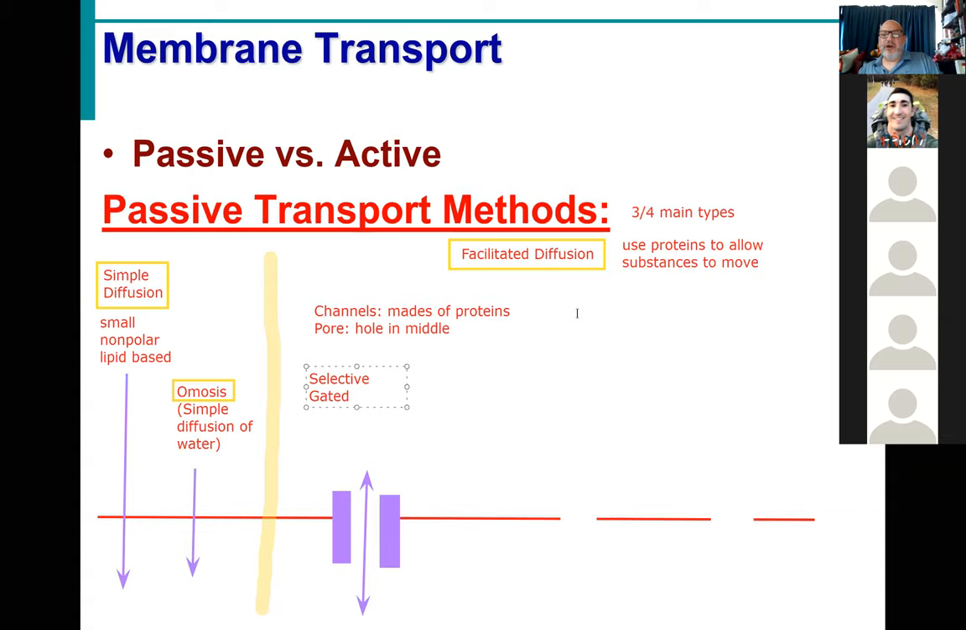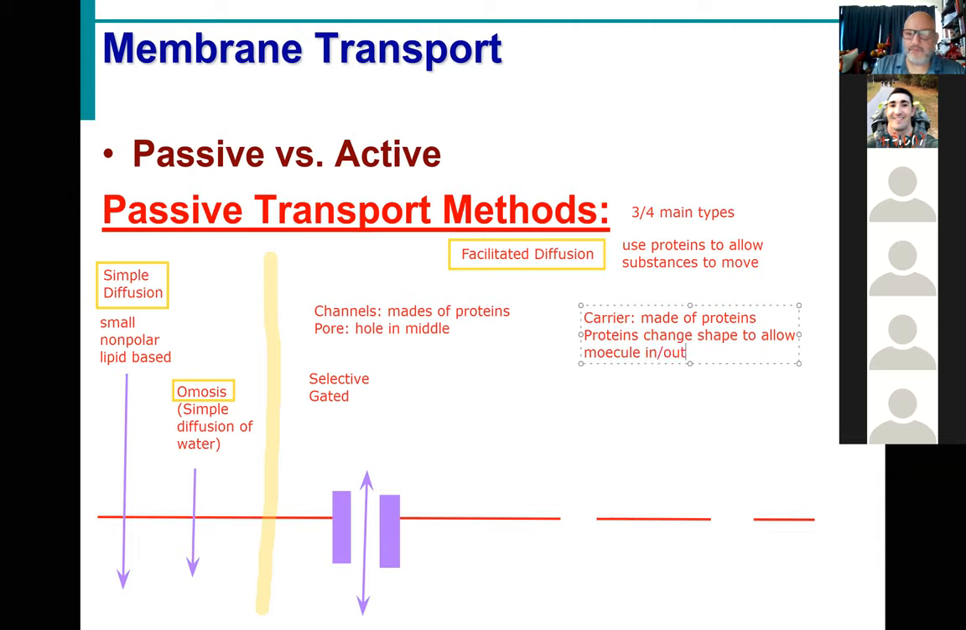The second type of structure that can allow facilitated diffusion is what is called a carrier. Now, a carrier is also made of protein, because again, this is facilitated diffusion. But here, the proteins change shape to allow the molecule in or out. However, the change in shape is not due to the use of ATP. The change in shape occurs because of the molecule.